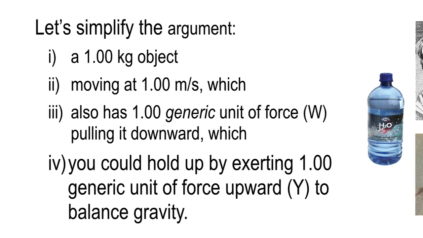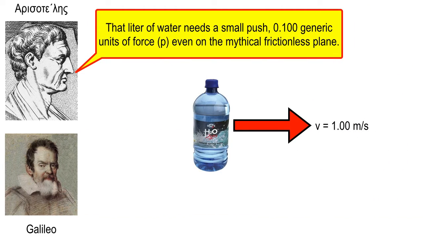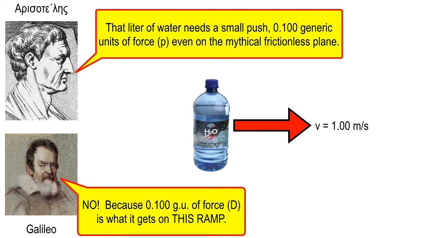All right. Now, let's get back to Aristotle versus Galileo. So here's what Aristotle would have maintained. That liter bottle of water needs a small push. And we would have forced Aristotle to say, okay, how big of a push? So let's say that Aristotle said 0.100 generic units of force. And for that we use the letter P, lowercase p, a push force, even on the mythical frictionless plane. Now, Galileo was willing to say that you can have constant motion and a little bit of push force, but only under certain conditions. But he said if it's on a frictionless plane, it needs no force. All right, and that's what Galileo's opinion is.